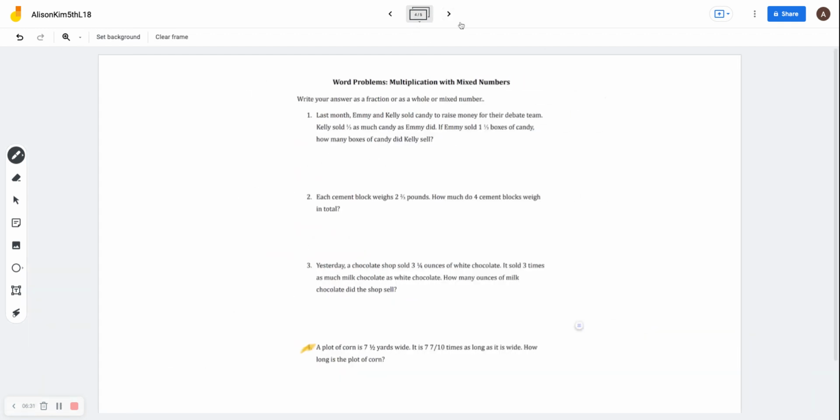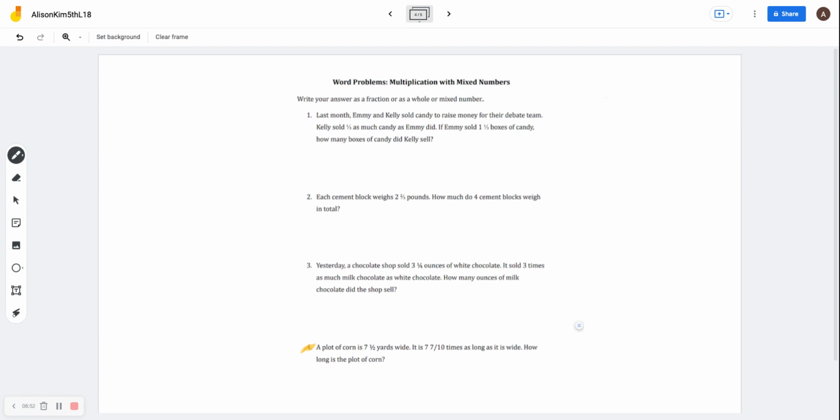Now we're going to move on to the word problems. Number 4 says a plot of corn is 7.5 yards wide. It is 7 7/10 times as long as it is wide. How long is a plot of corn? So it says that we want to find the length of the plot of corn, and we're given the width, right? And how much bigger the length is.